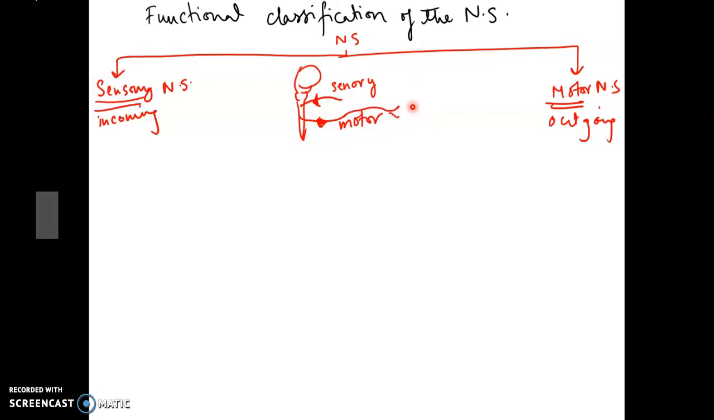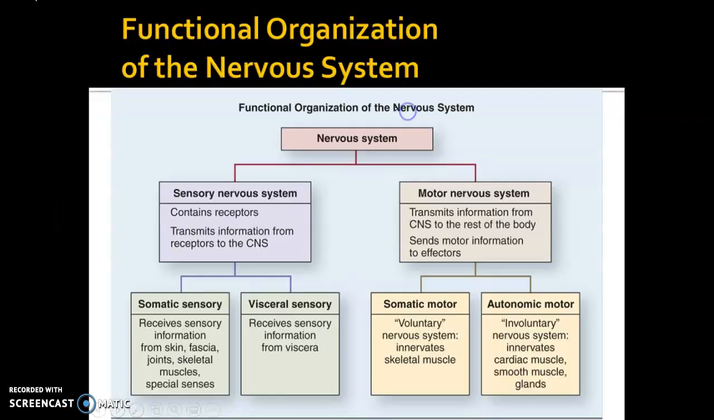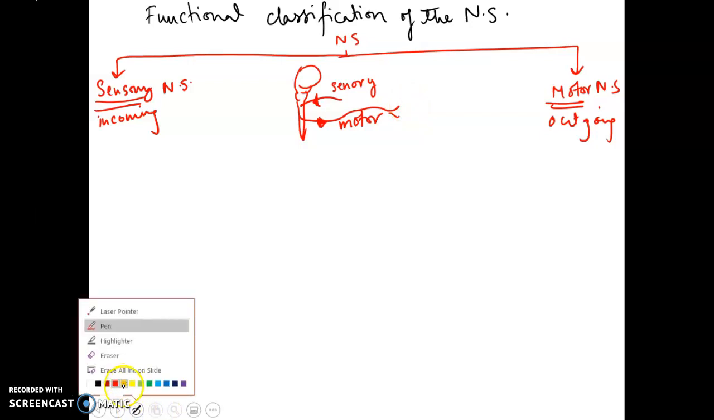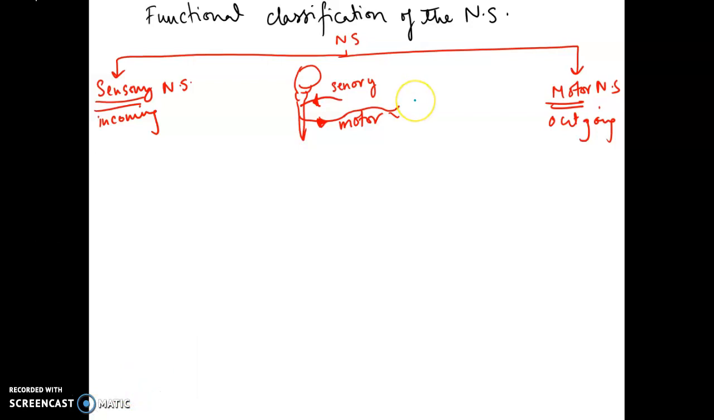Oops. What happened here? The command can go to, why can't I draw? Can go to, man, what's wrong?